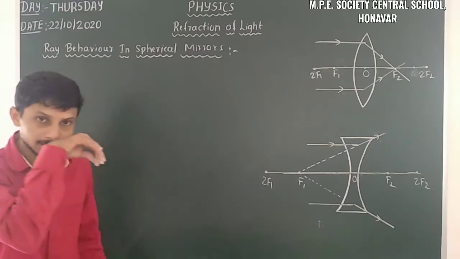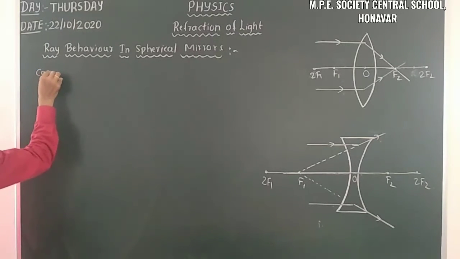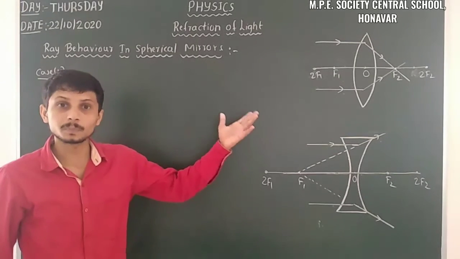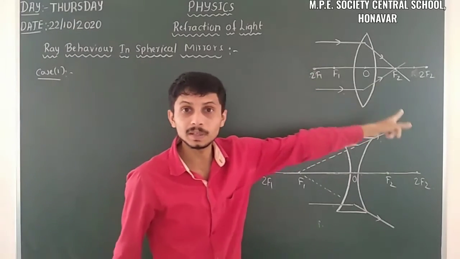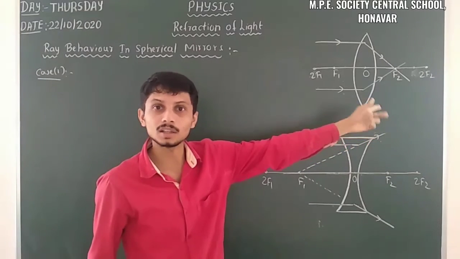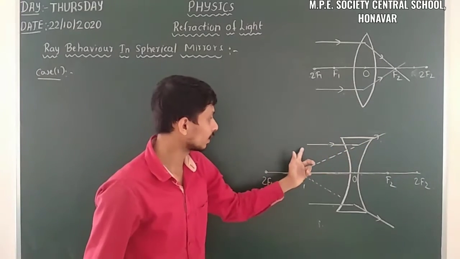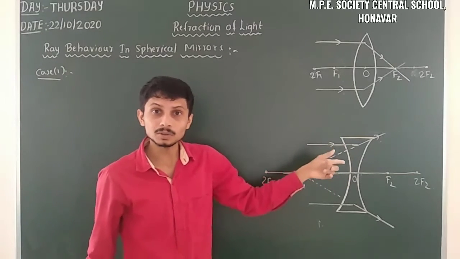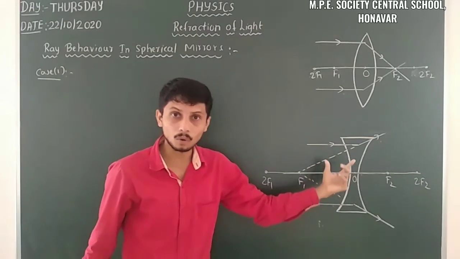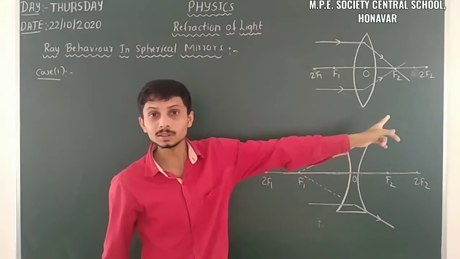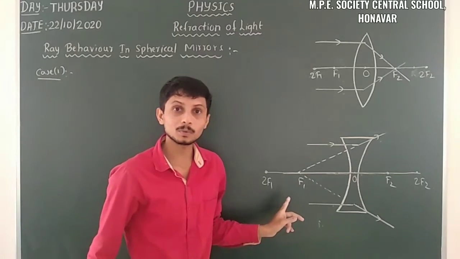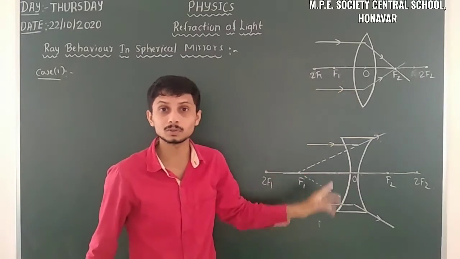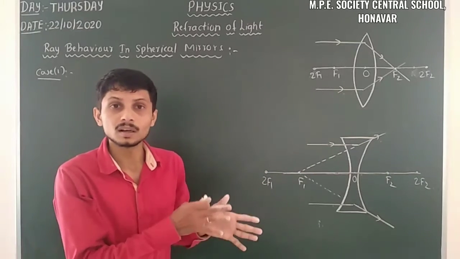Firstly, I will take case 1. When a ray passes parallel to the principal axis of a convex lens, it meets at the principal focus. When a ray passes parallel to the principal axis of a concave lens, it diverges from the principal axis and appears to meet at the principal focus. Appears to meet, I have already told you in spherical mirrors.